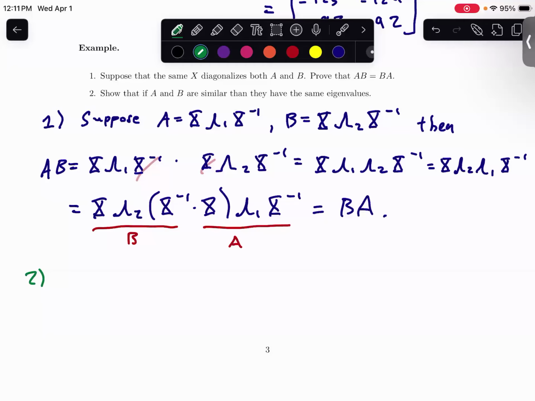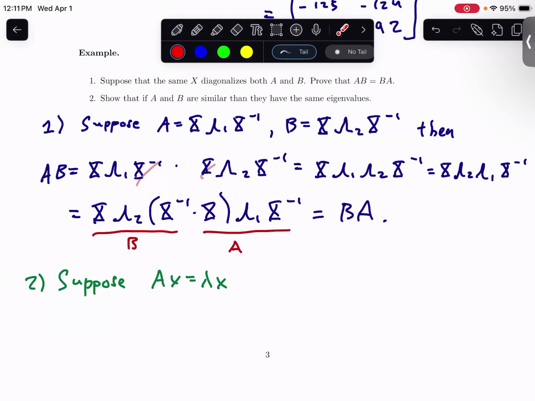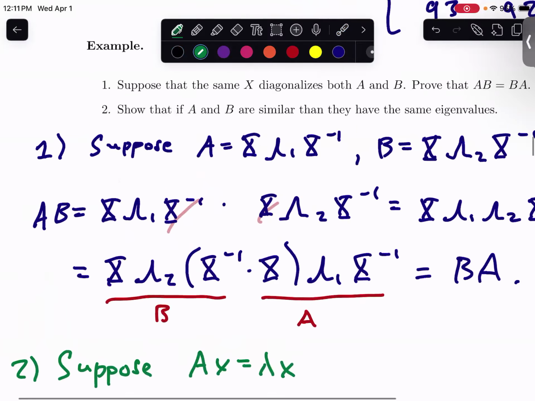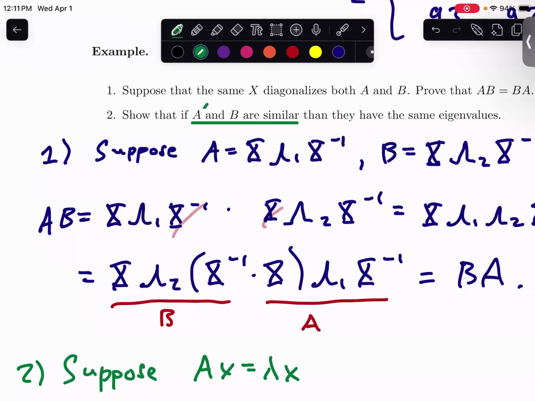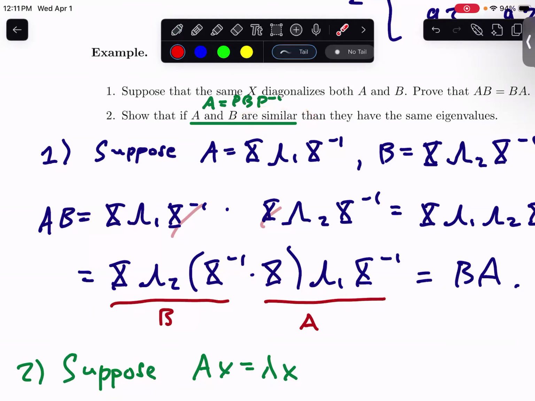And so how I'm going to begin this is I'm going to suppose that we have that AX is equal to lambda X. So we're saying that A has an eigenvalue given by lambda and an eigenvector given by X. And we're saying that A and B are similar to one another. So when I'm saying that A and B are similar to one another, what this immediately translates to and how you should be thinking about this is just saying that A is equal to P times B times P inverse. That's just the definition of what it means for two matrices to be similar.